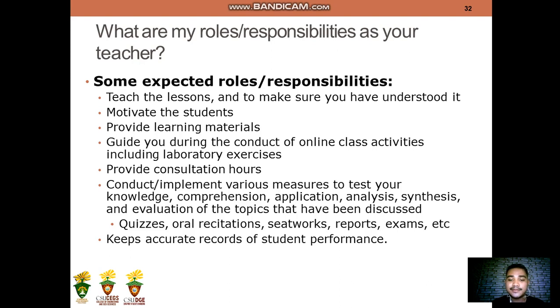Implement various measures to test your knowledge, comprehension, application, analysis, synthesis, and evaluation of the topics that we have discussed, such as quizzes, oral recitation, seat works, reports, exam, and etc. And lastly, I'm going to keep accurate records of your performance.